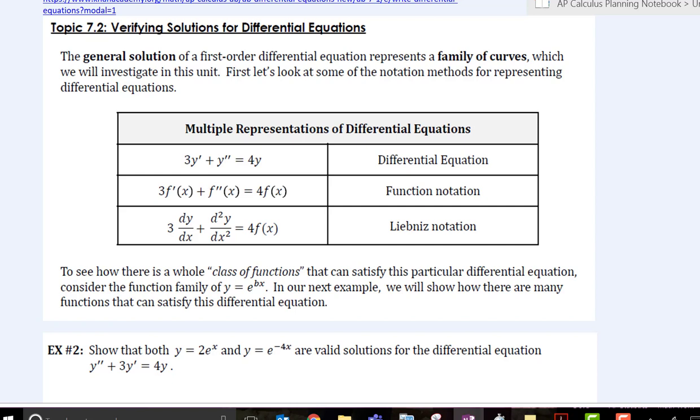So the general solution of a first-order differential equation represents a family of curves, and we're going to investigate that when we start drawing slope fields, very exciting things. But first, I want you to look at some of the notation for representing differential equations, and note that these are all proper notation, and you have seen these before. We see dy over dx, we see f prime, we see y prime. These all work.